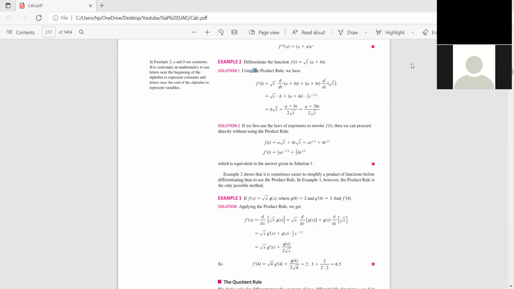Again, they have done the same thing in example number 2. They have the function in the form of t. f of t is equal to square root t multiplied with a plus bt. So the same rule: there are two functions, square root t and a plus bt, and then they use the product rule to get the answer. Should we solve it? Yeah, please.